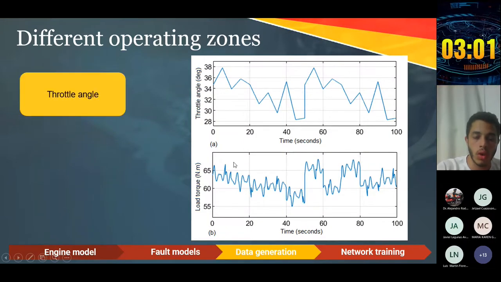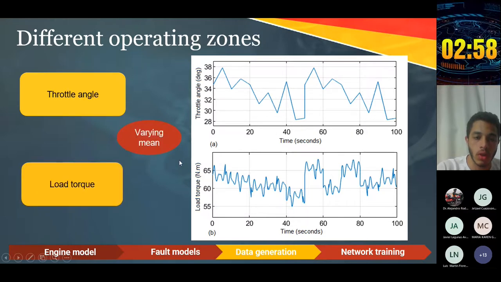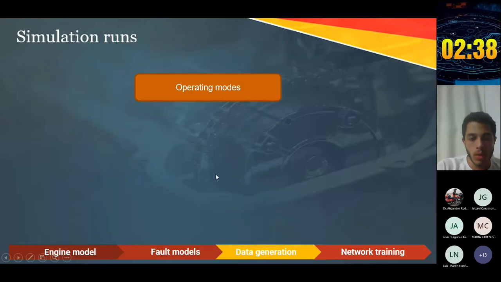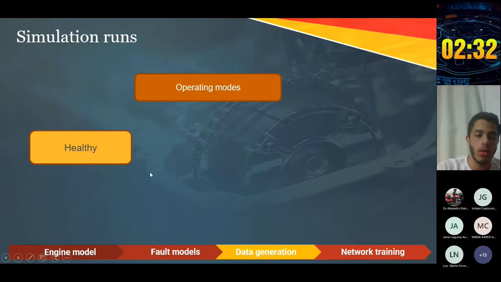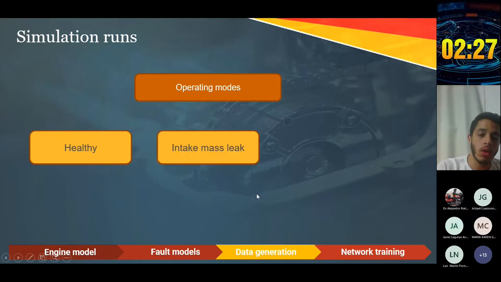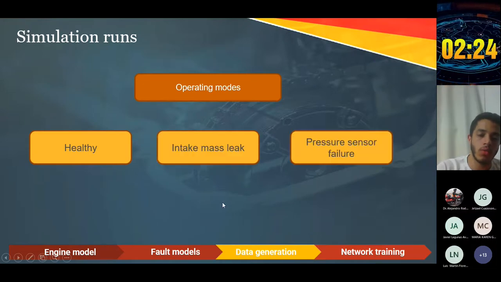In order to extract the data from different operating zones of the engine as well, we made sure to cover a wide range of operating ranges of our engine by varying the throttle angle, which represents the torque demanded from the engine, as well as the torque exerted on the engine by the load. We simulated the different operating conditions: first, the healthy operating condition, then the residuals generated in case of having a mass leak into the manifold, or in case of having a pressure sensor failure.